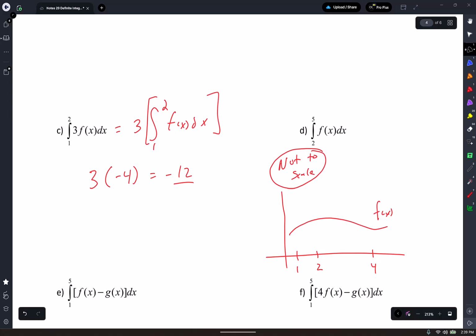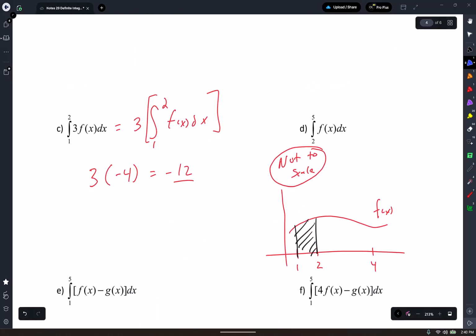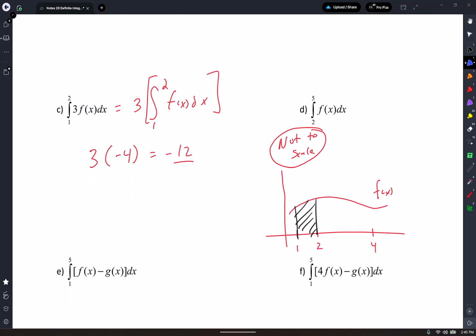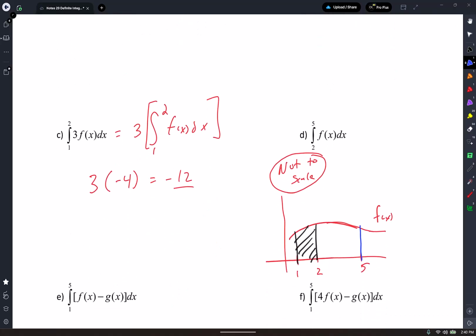So if I have the area from 1 to 2, I'm going to do this one in black. And if I have the area from 1 to 5, I'm going to do that one in blue. Oh, was that 5? Yeah. Let me change that 4 to a 5, guys. That's good enough. Okay. So what do I have the area from? From 1 to 5. So here's 5. And look, I'm doing it in blue.